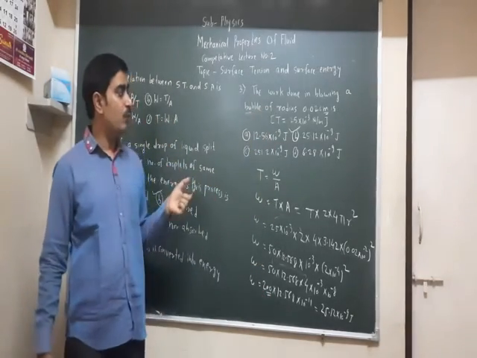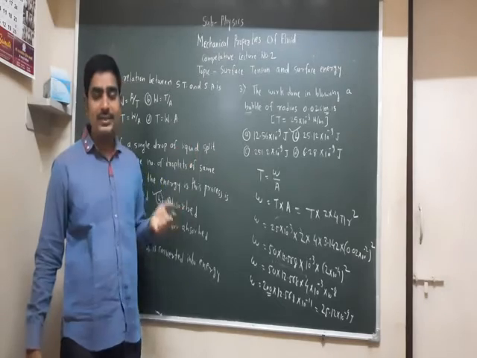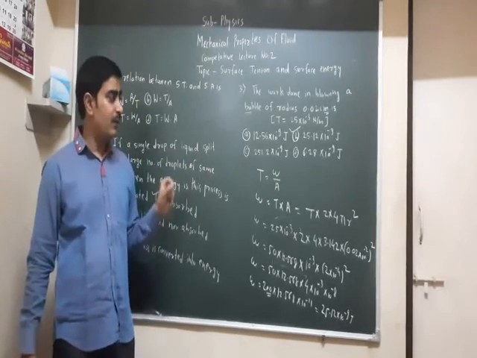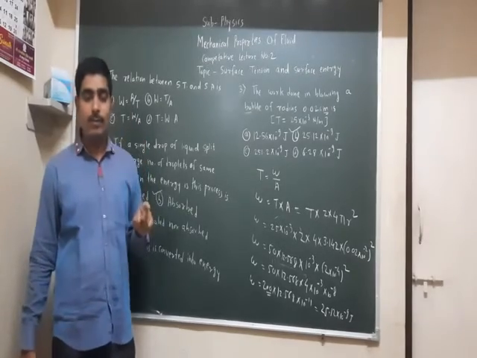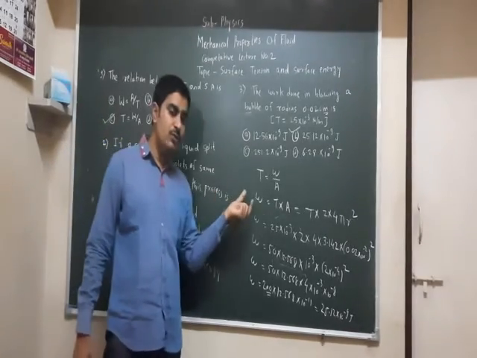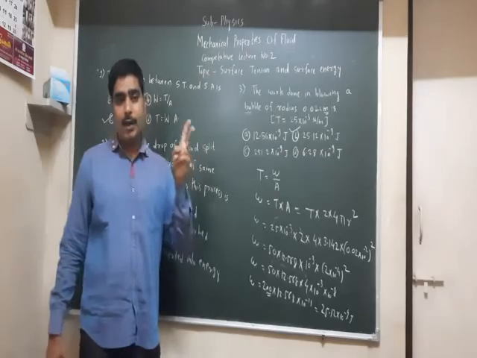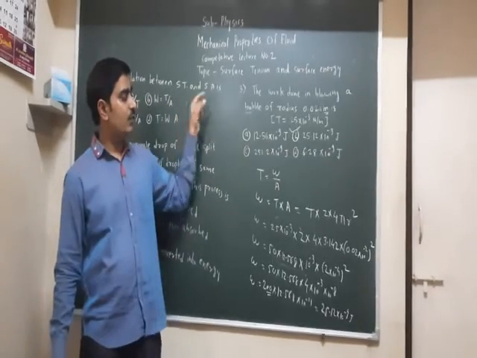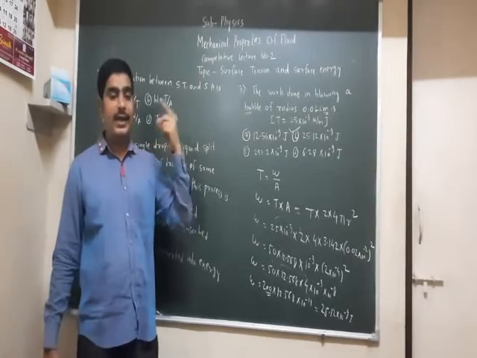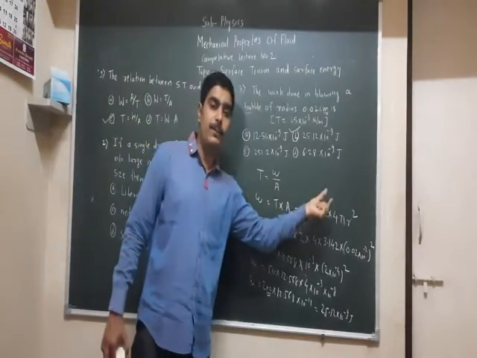Friends, again I am going to explain this question. How to solve this? First read the question very carefully. What we have to calculate? We have to calculate the work done. So what is the formula for the work done? Work done is equal to surface tension into area. Now we have to think whether it is a liquid drop or bubble. Now as per the question it is a bubble. For the bubble, area will be 2 into 4 pi r square.